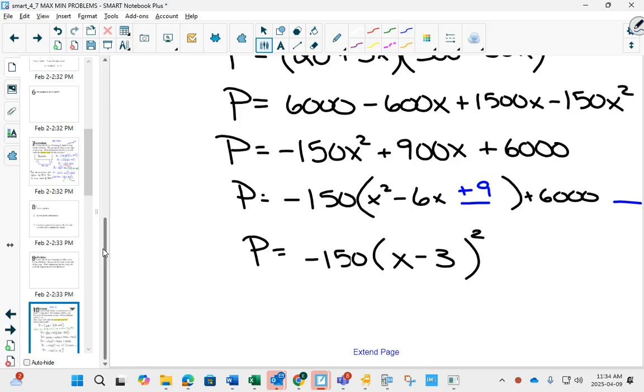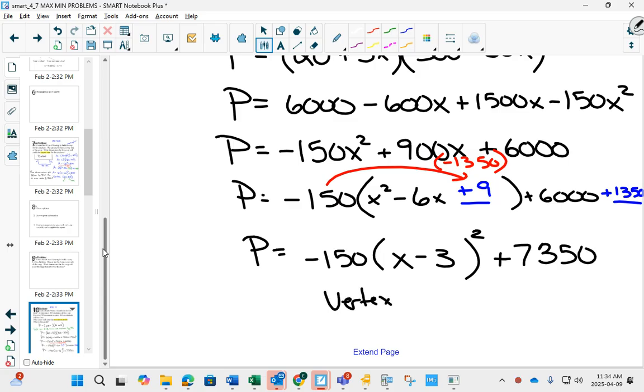Alright, this might be calculator. It probably would be calculator, but can you do 9 times 150 in your head? Minus 1350, not bad. And so if we actually subtracted 1350, to compensate we would have to add 1350. And look at this, greedy school, oh my goodness. The vertex is 7,350. This is your max.